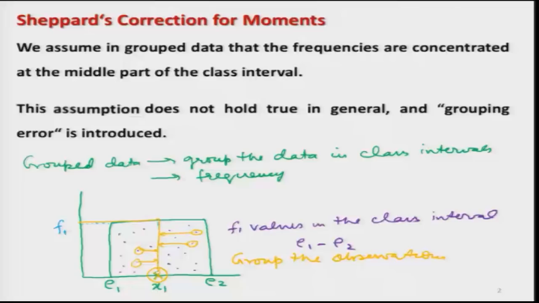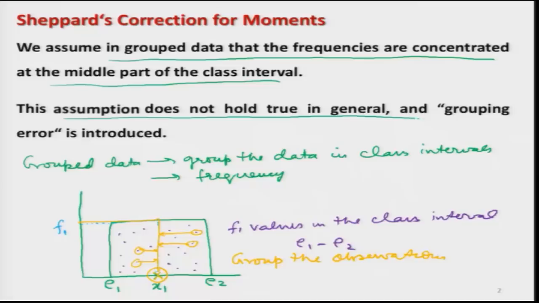Okay, in this direction, Professor Sheppard worked, and he provided some expressions. These expressions are based only on the moments and the class interval. He explained how these changes can be made so that the moments reflect the value without grouping error. In simple words, Professor Sheppard suggested how this grouping error can be treated. So, let us start the discussion in this direction. We assume that in grouped data the frequencies are concentrated at the middle of the class interval. This assumption may not always hold true, and so the so-called grouping error is introduced in the data.